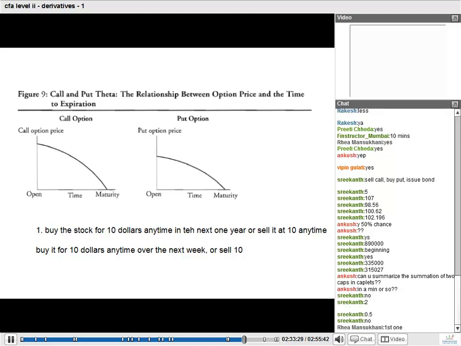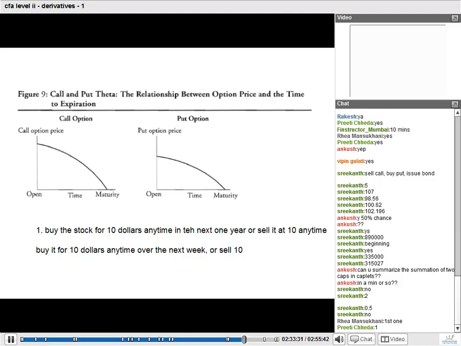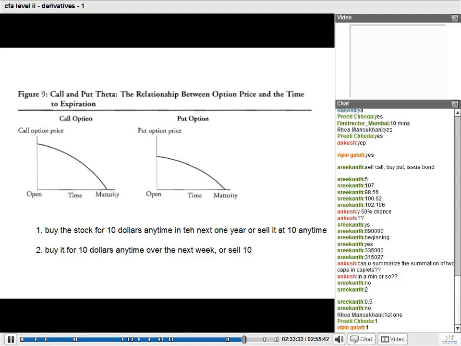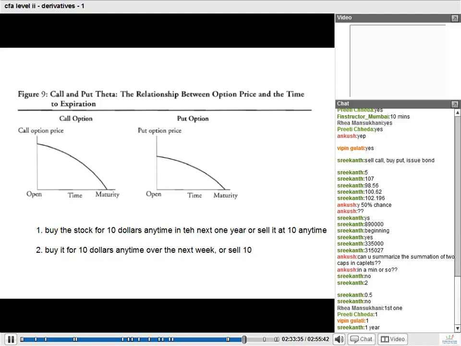In the first case you have an option for the whole year. In the second case you only have an option for 1 week. So as the time to maturity reduces, or as time passes, the value of all options declines. So that is the sensitivity represented by theta. Theta is the sensitivity of the price of the option with the passage of time.